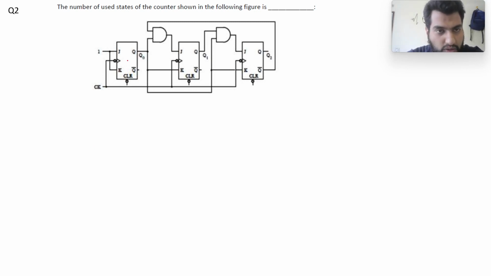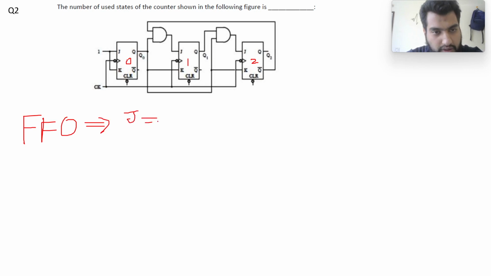Let's label the flip-flops 0, 1 and 2. My input to J and K of flip-flop 0 is 1. So for flip-flop 0, J0 is equal to K0 is equal to 1, and let's mark a dash here for brevity.